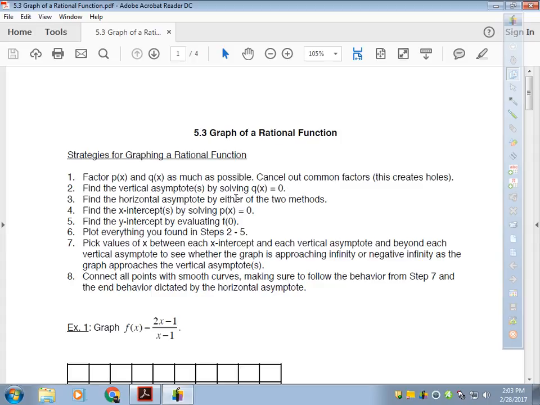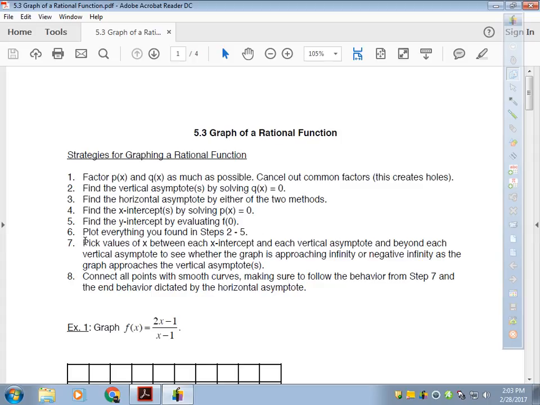Find horizontal asymptotes by using either of the two methods we learned in 5.2. Find x-intercepts by solving p of x equals 0, so taking the top and setting it equal to 0. Find y-intercept by evaluating f of 0, plug 0 in for all the x's. Once you've done steps 1 through 5, plot everything you found. Plot all your asymptotes, plot all your x and y intercepts, do all that stuff.